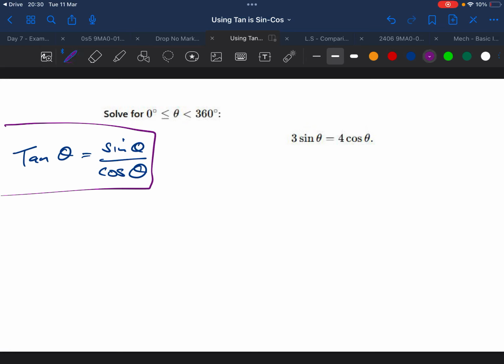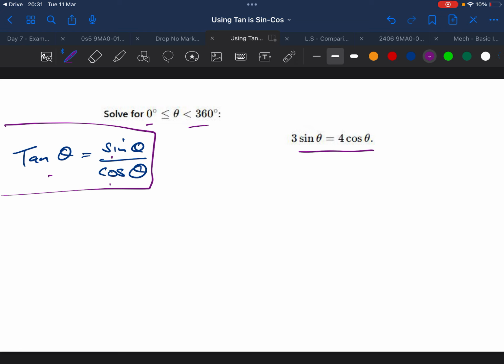Okay, so in our need to know section today, we're talking about one of the most important results of all, which is that tan theta is sine over cos. So I'm going to show you some examples today where this comes up, some easier ones and some more difficult ones. Let's go. So we're solving between 0 and 360, this one here.